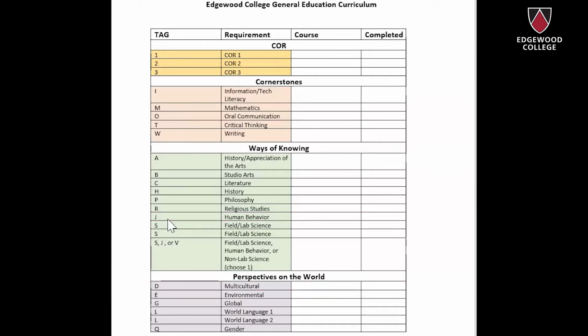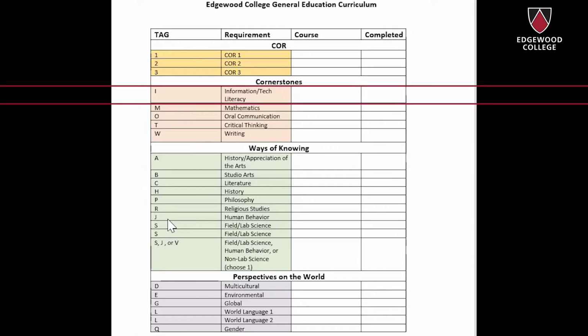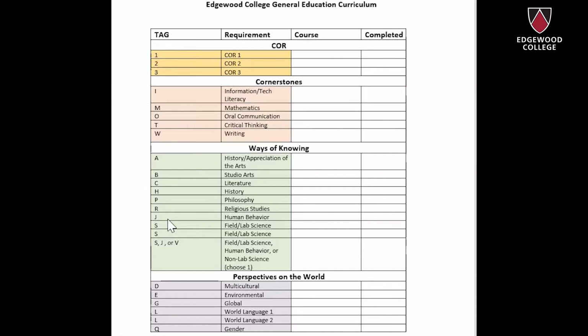It's really important to note that there will be times when you will take classes that are required for your major that also fulfill a tag requirement. For example, if you're a graphic design major, you'll be required to take a class called Digital Art and Design. This is not only a requirement for your major, but it also fulfills the I tag, the Information Technology requirement. So as you can see, there are multiple ways to fulfill these requirements throughout your college career. And by the time you graduate, you will have fulfilled all of these tags on the worksheet.